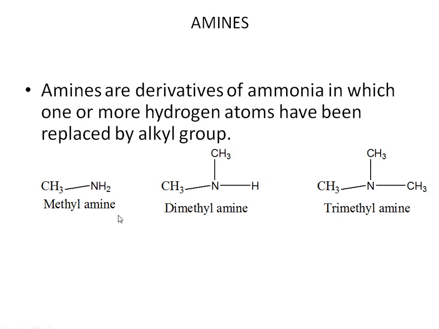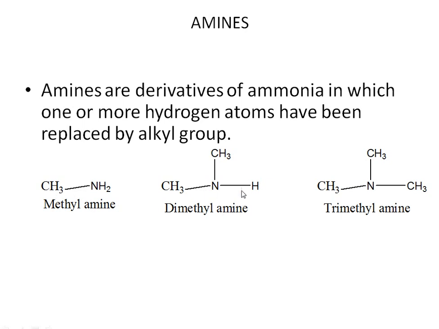Here we have taken one example, methylamine. CH3 group is there and NH2 group is there. Alkyl group attached to the amino group is called an amine, or amino group attached to an sp3 hybridized carbon atom is also an amine. It is a derivative of ammonia in which one hydrogen is replaced by a methyl group, that is called a primary amine.